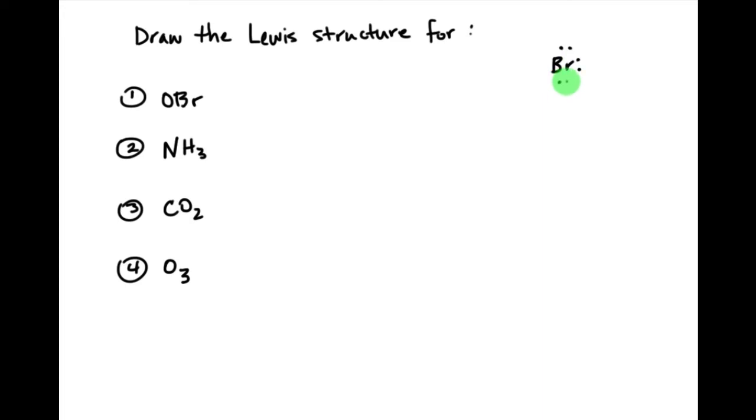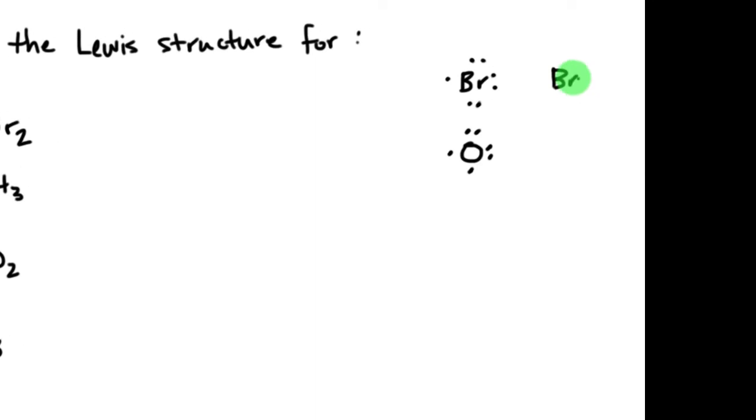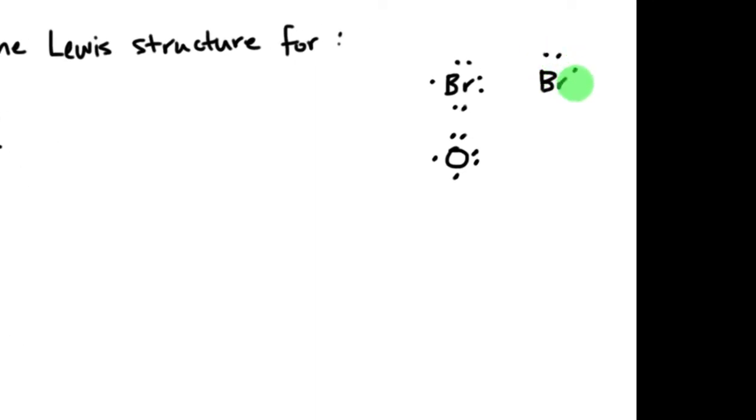Now, bromine has 7 valence electrons. And oxygen, I think that should be OBr2, by the way. It's a mistake. Forgot the 2. What I would do is draw the structure for oxygen. I would have a valence electron here, here, here. So this is one way to do this. And if I draw my other bromine, I would have the same structure.